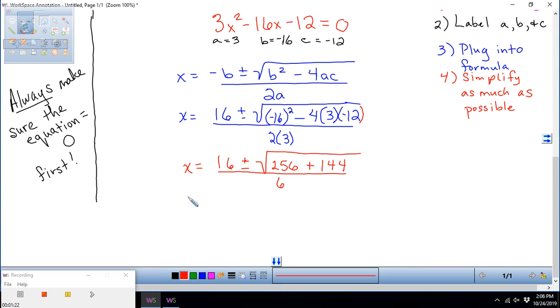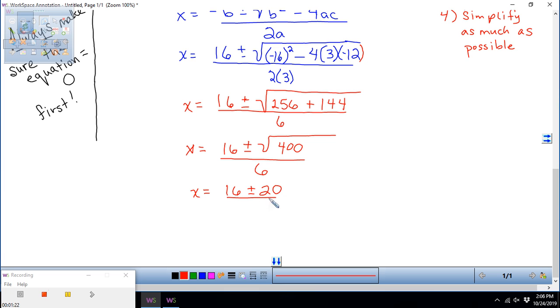Okay, moving on in my steps. Just continuing to simplify. 16 plus or minus, 256 plus 144 is 400. So we're taking the square root of 400, and then we're going to divide by 6. And as I continue this, the square root of 400 is 20. So we have 16 plus or minus 20, all divided by 6.